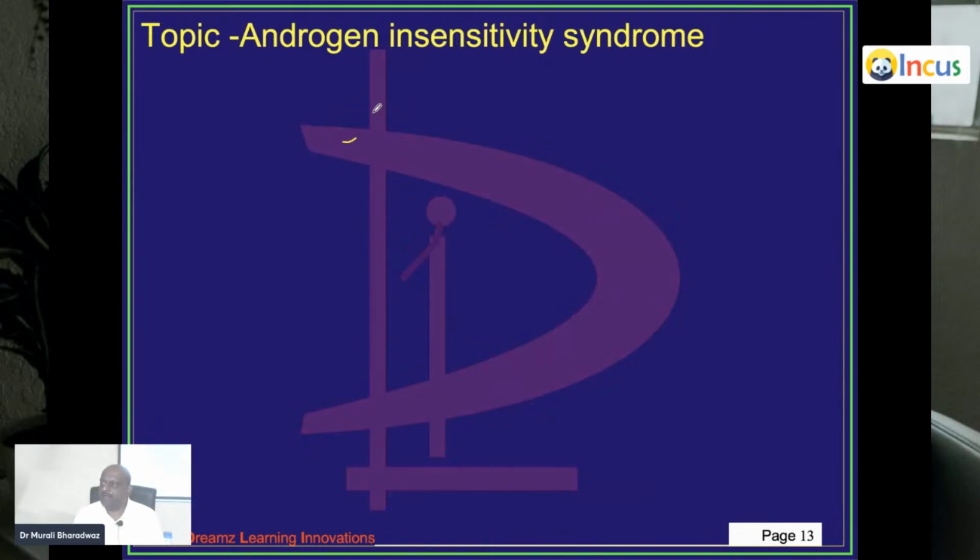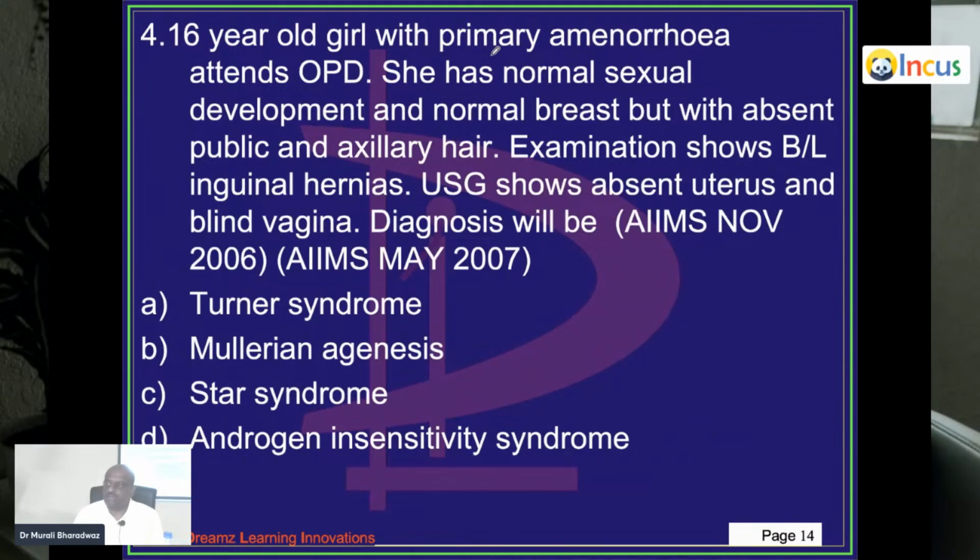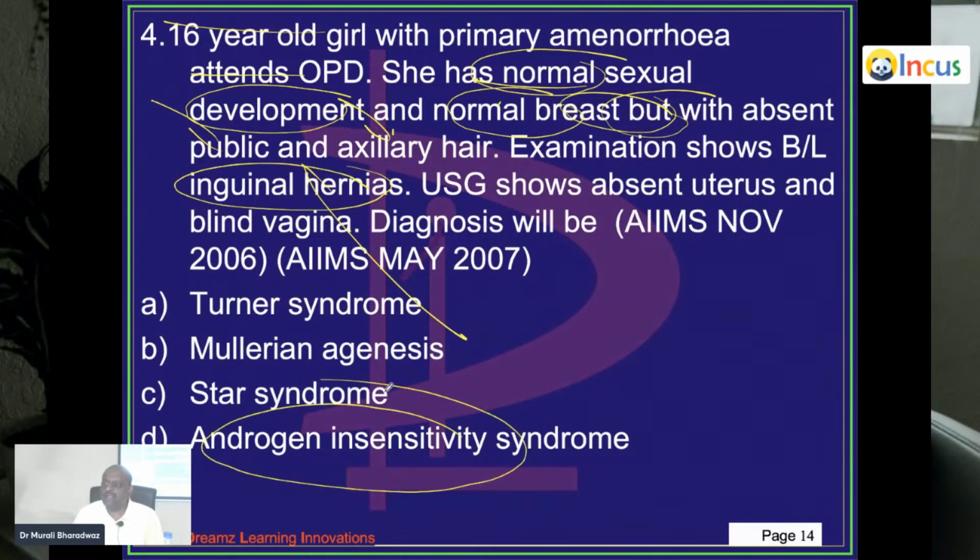The next favorite topic is androgen insensitivity syndrome. A 16-year-old girl with primary amenorrhea but a normal sexual development in the form of normal breast, but absent pubic and axillary hair and bilateral inguinal hernias. It is the androgen insensitivity. What is the karyotype in that, doctor? XY. In spite of that, what is happening there?